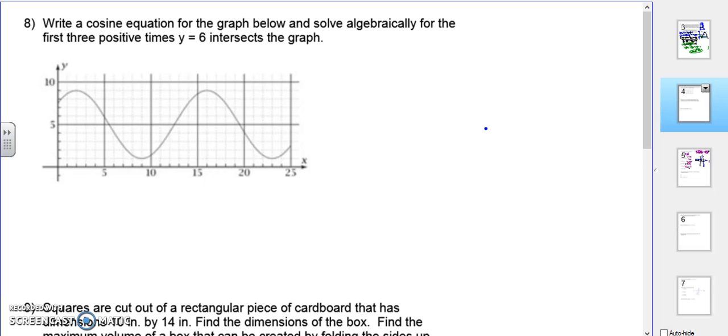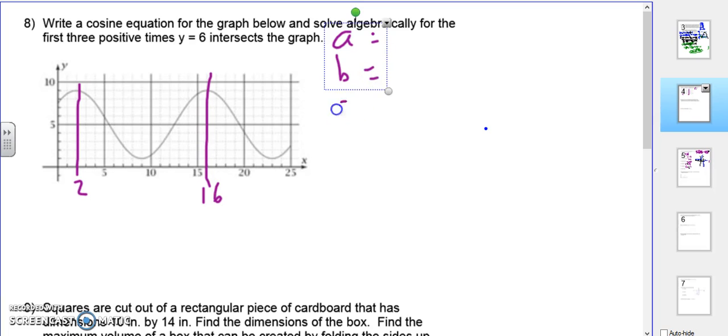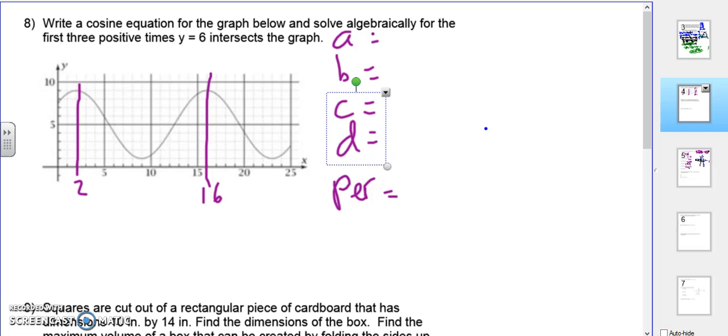So if I'm looking for cosine, I'm going to go from top back to top. So the first thing I want to do is say this is 2, this is 16. Because I want to see if I can find where cosine is first. And I also want to find the top to the bottom of the graph. So it looks like the top is at 9, the bottom is at 1. So D should be 5, the middle should be 5. And then let's see, amplitude from 5 to 9 is 4.